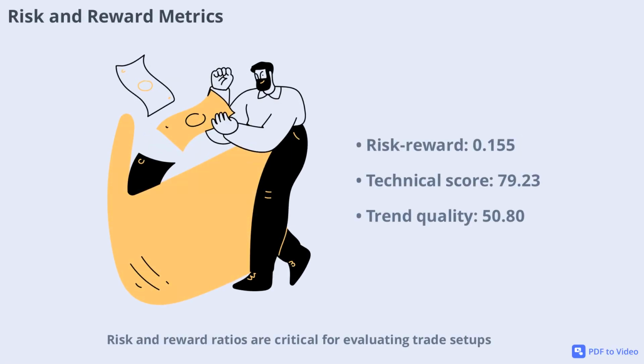Risk and reward ratios are critical for evaluating trade setups. ADBE's risk-reward ratio is 0.155, indicating limited upside relative to potential downside at current levels. The technical score is 79.23, suggesting a generally positive technical outlook, but the trend quality index at 50.8 shows that the trend is not particularly robust. These metrics help traders balance potential gains against risks.